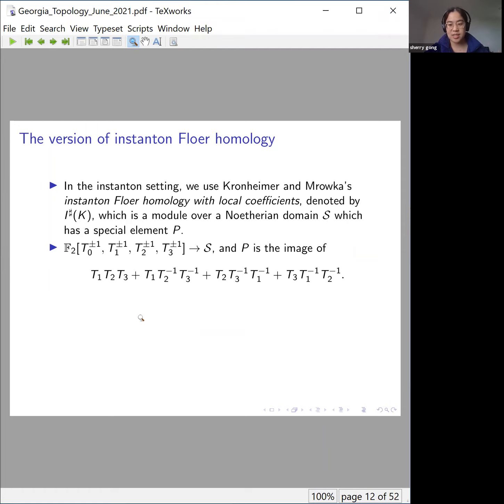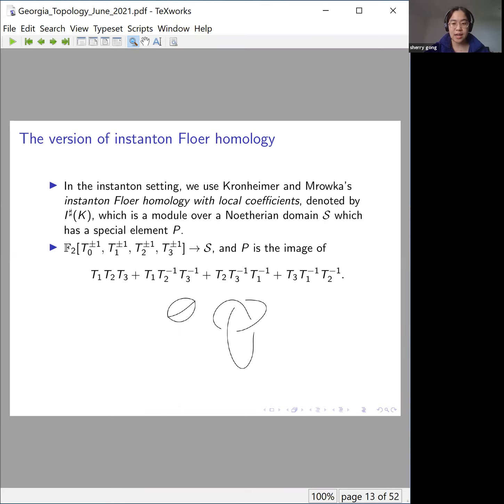And P is a specific element that can be written down explicitly, as the image of an element in terms of the T_i. Let me briefly describe what these elements mean.